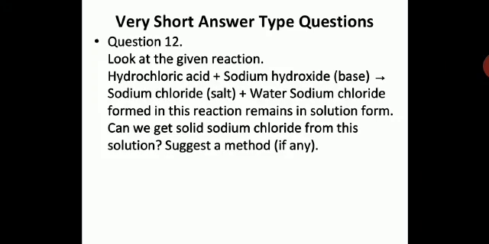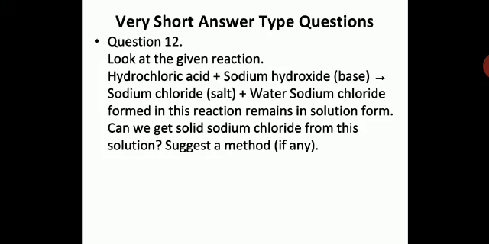Let us see a few short answer type questions. Look at the given reaction. Hydrochloric acid plus sodium hydroxide, that is base, will react to give sodium chloride, that is salt, plus water. So the sodium chloride formed in this reaction remains in solution form. Can we get solid sodium chloride from this solution? Suggest a method if any.